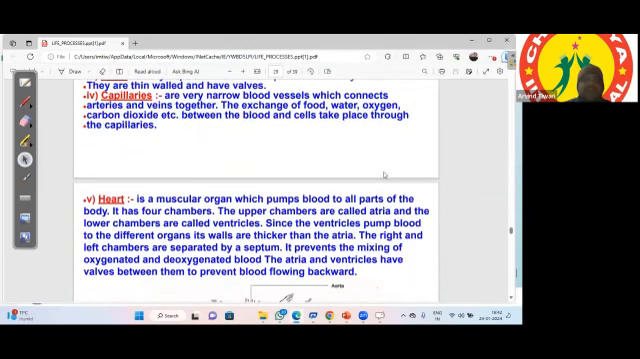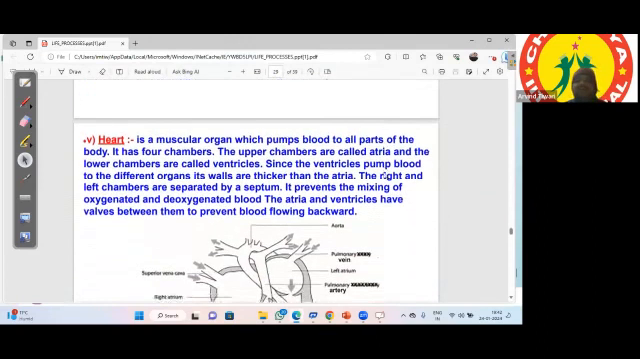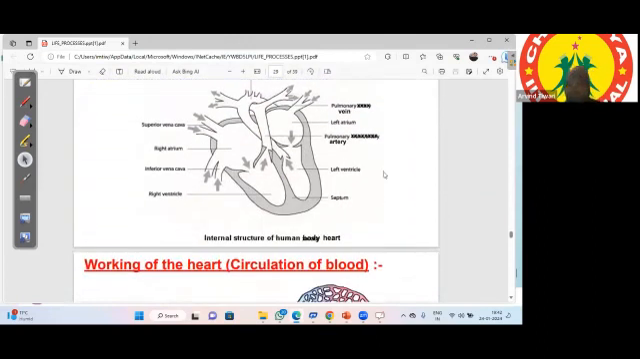Okay, let's see now. The heart and the blood capillaries. So I told you almost how to draw the heart, how to draw the structure of the heart. First of all, the blood from all parts of the body fills into the right atrium. This blood which fills into the right atrium is called the deoxygenated blood.